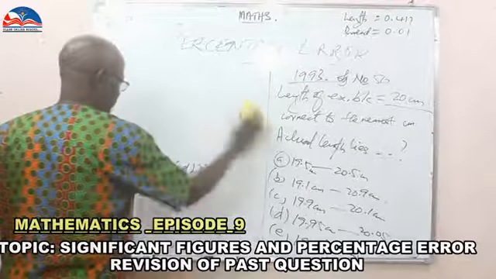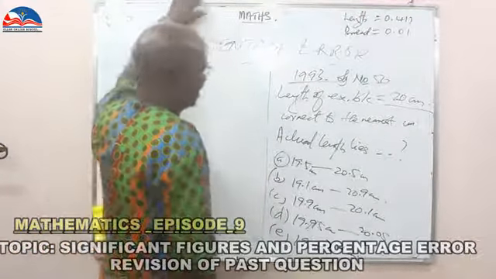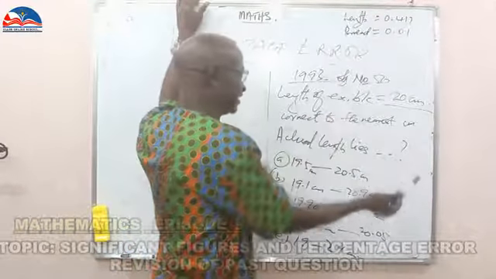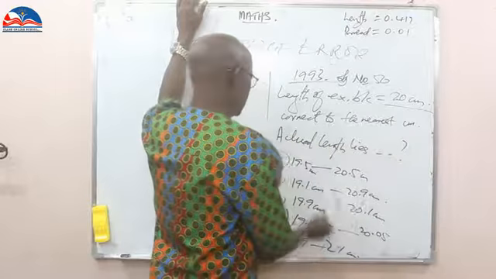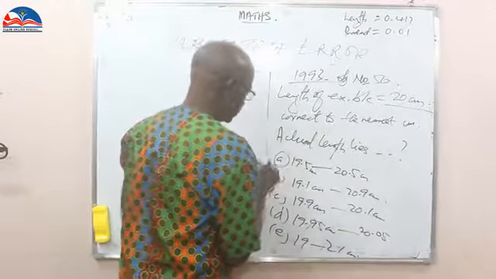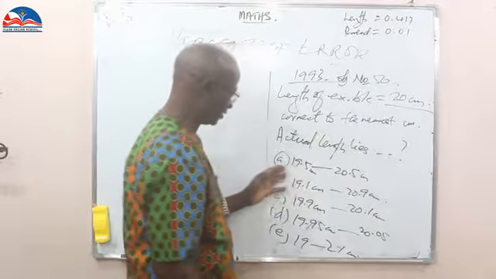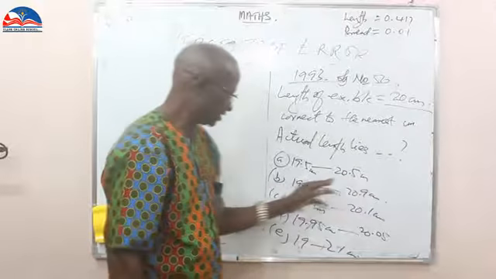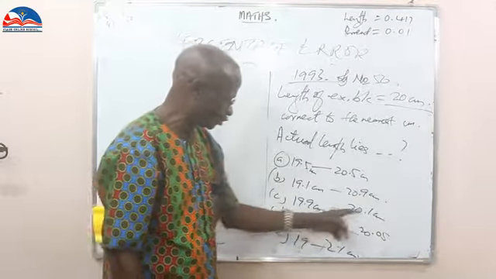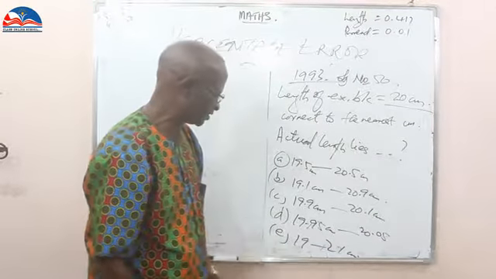I like this question. An exercise book was measured, and in measuring it, they approximated the answer to 20 cm, correct to the nearest cm. Where does the actual length lie? Is it between 19.5 and 20.5? Between 19.1 cm and 20.9? Between 19.9 cm and 20.1? Between 19.95 and 20.05? Or between 19 and 21? Look at it.